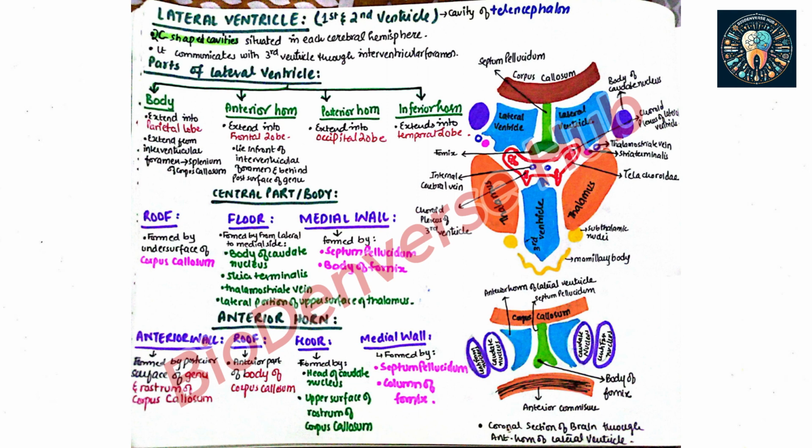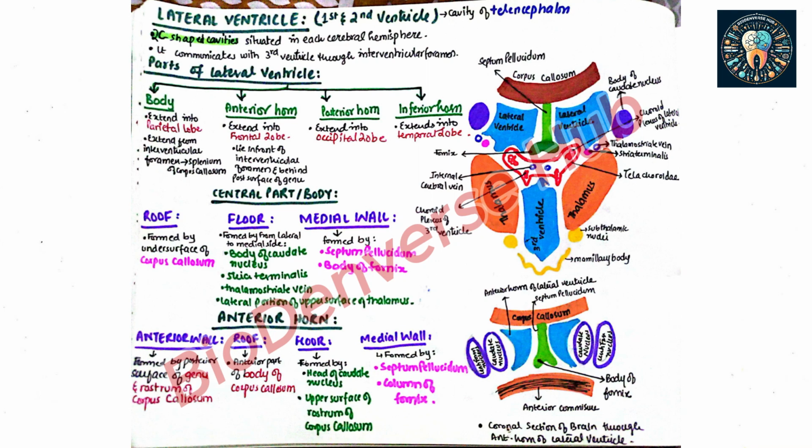Now we will be discussing the parts of the lateral ventricle. First of all, it has a body that extends into the parietal lobe, from the interventricular foramen to the splenium of the corpus callosum. Then it has an anterior horn that extends into the frontal lobe, and it lies in front of the interventricular foramen and behind the posterior surface of the genu. Then it has a posterior horn that extends into the occipital lobe, and after that it has an inferior horn that extends into the temporal lobe. So this was about the parts of the lateral ventricle.